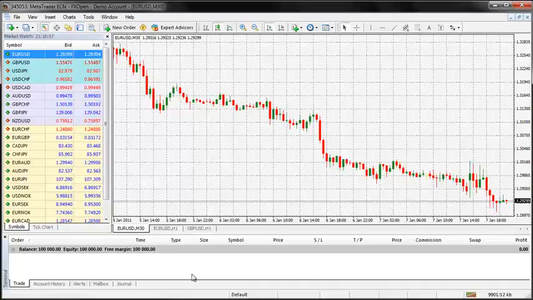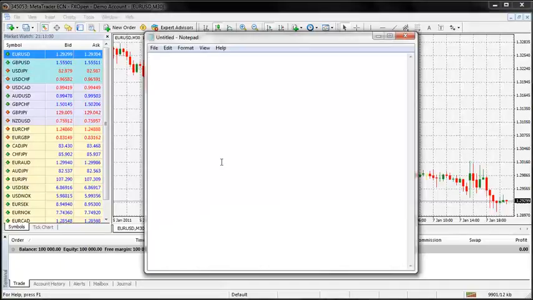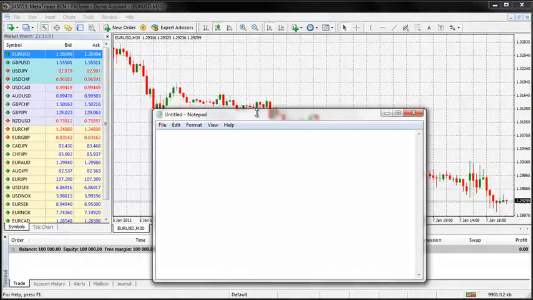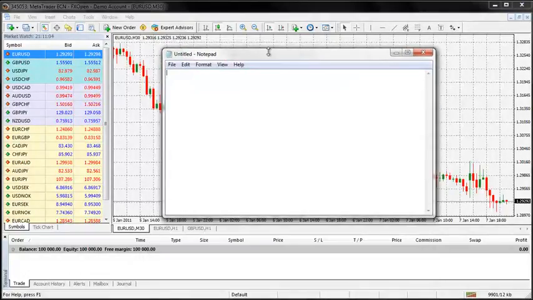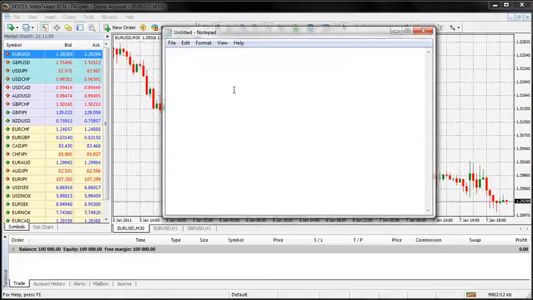Now, when we open up a trade, I'm going to open up a notepad here to give you an example about money management and risk management. We will work from a scenario where one of your trades goes into deficit. So let's take a look at, say, a $10,000 account, and that's my balance.